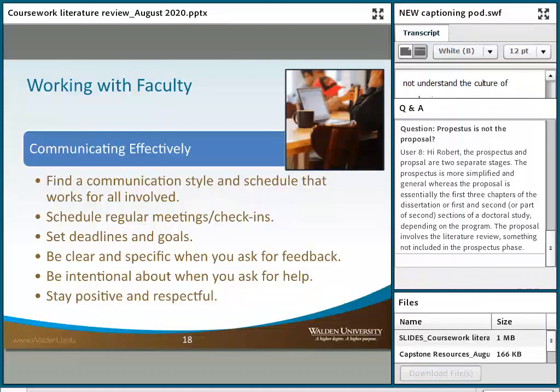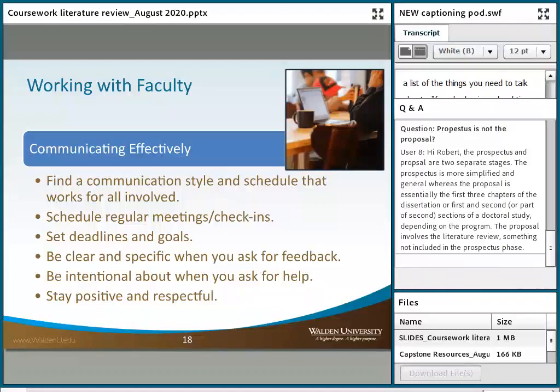So here are some strategies on working with faculty. Number one is communicating effectively. When I was working on mine, I didn't come from academia, and so I did not understand the culture of academia. I didn't know how to work with faculty, and I didn't know that I was in charge of communicating with them. So the first thing I would say is actually the second bullet point here, which in the future I might move up: schedule regular meetings and check-ins.